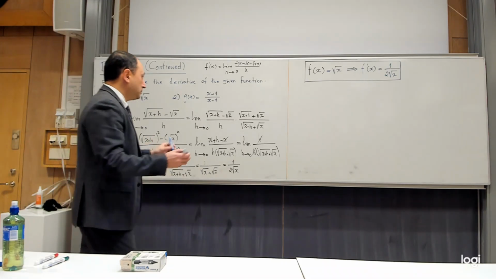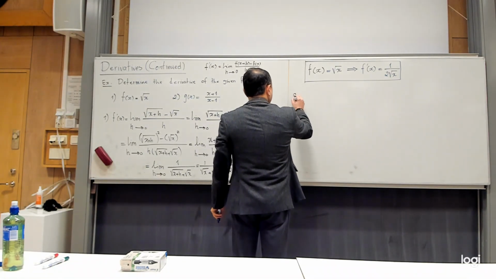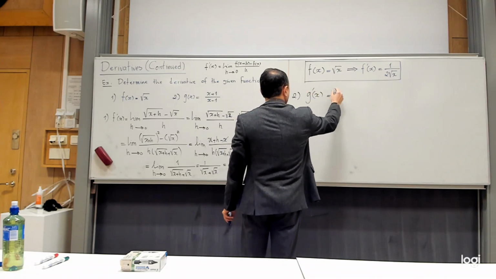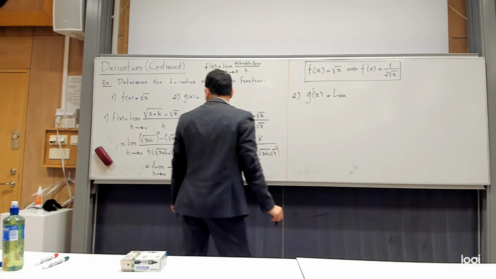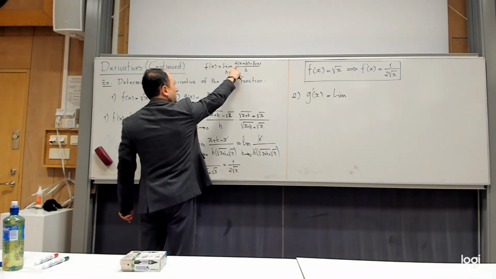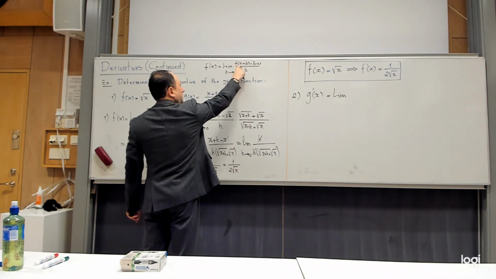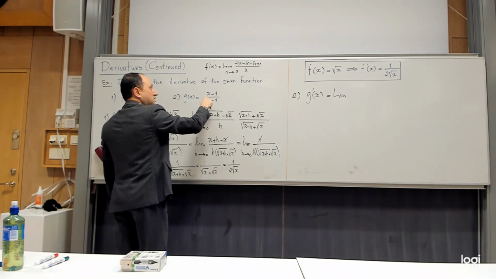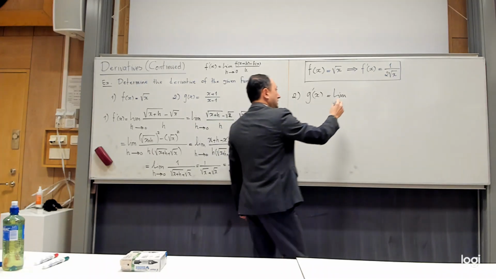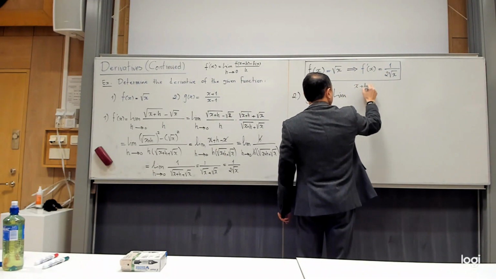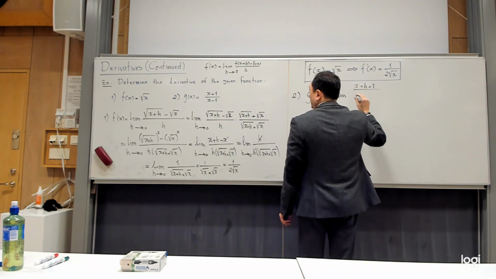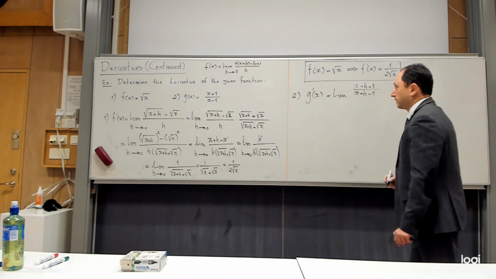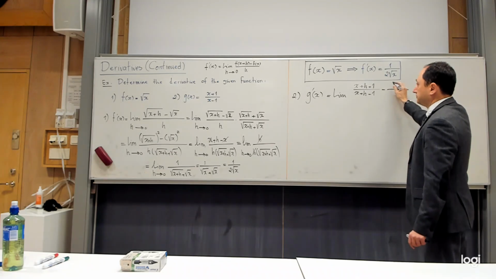Okay? So number 2. So what is the derivative? G prime of x is equal to the limit of, instead of f, I have g. G of x plus h means I go to my function, replace every given x with x plus h, yes? So then it becomes x plus h plus 1 divided by x plus h minus 1. And then minus f of x.